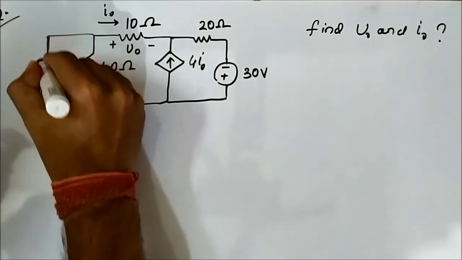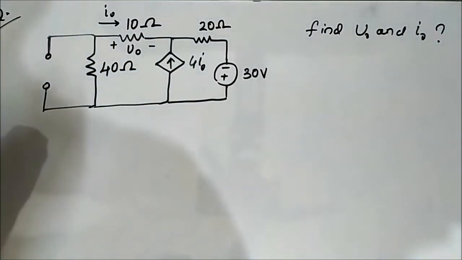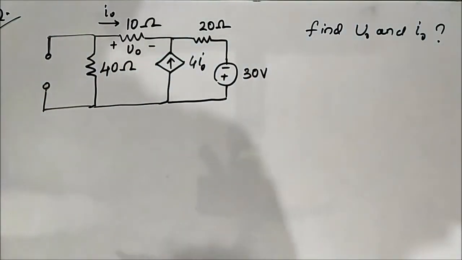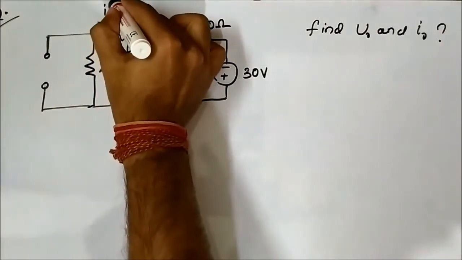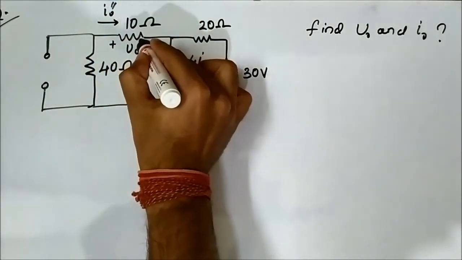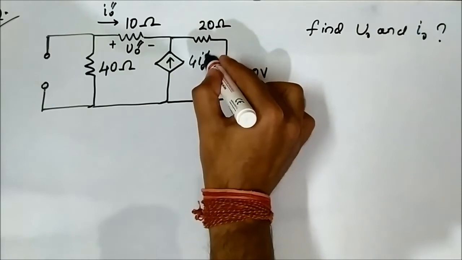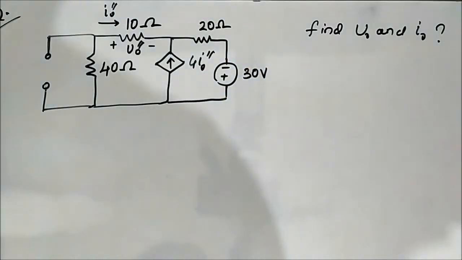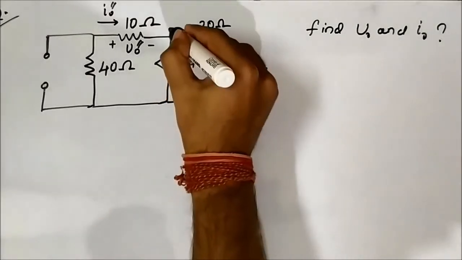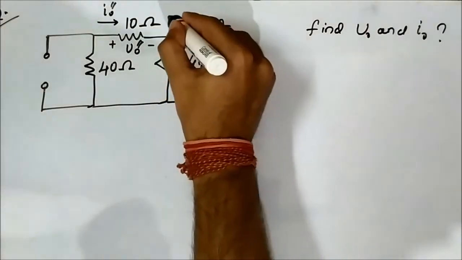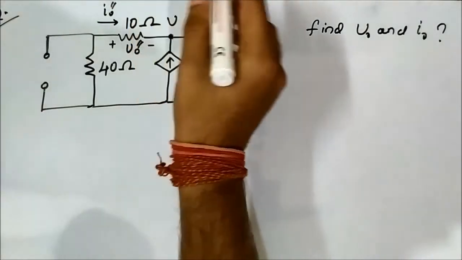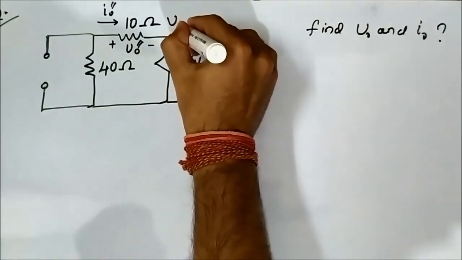Okay, we will open circuit it. Now we have to determine this I0 double dash and V0 double dash, because this is the second step. So again we will use the nodal analysis method. Let us call this node again as Vn, another Vn.